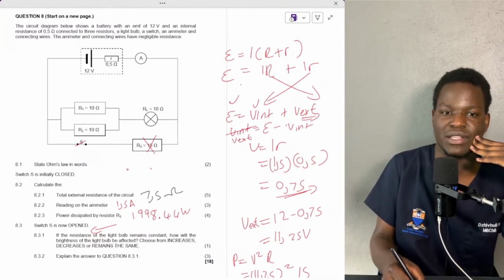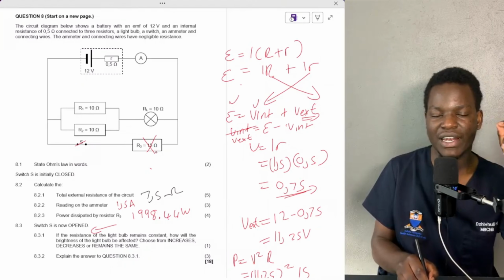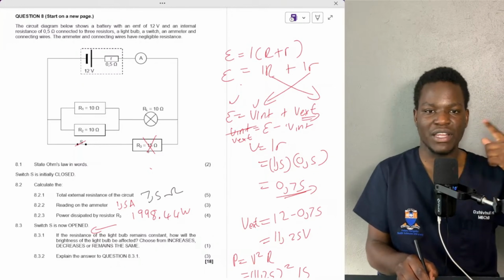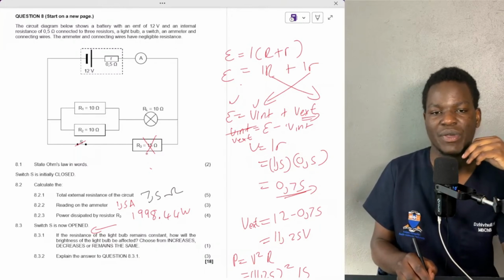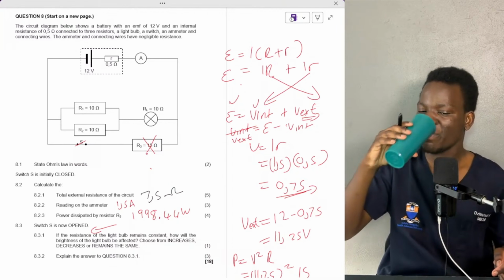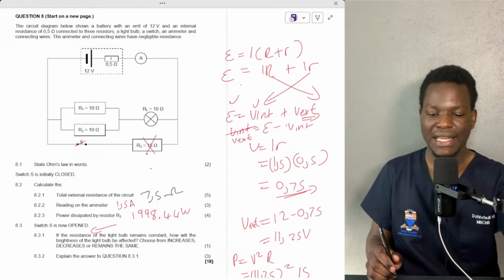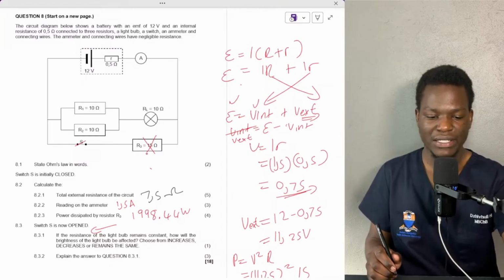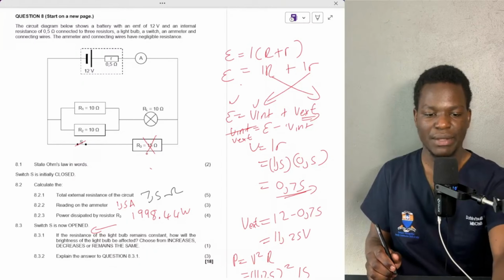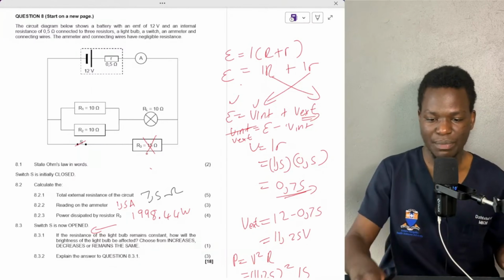So now the question is, if this switch is open, it means that indirectly they are saying that they are removing this resistor. Because they've removed that resistor, they're asking what will happen to the brightness of that bulb. Just know that the brightness is directly proportional to the power. We use the power to determine the brightness of an item.